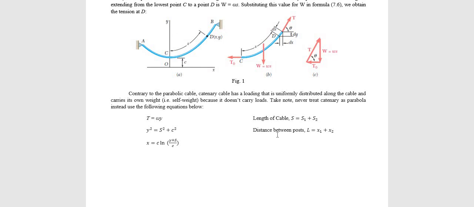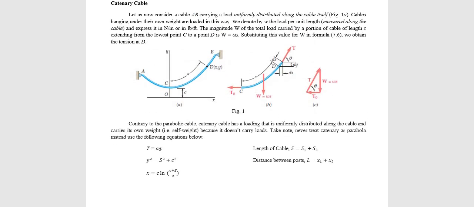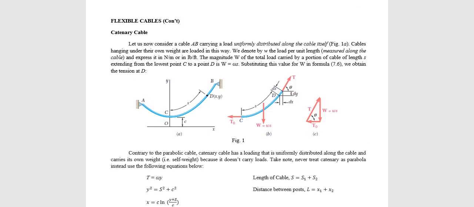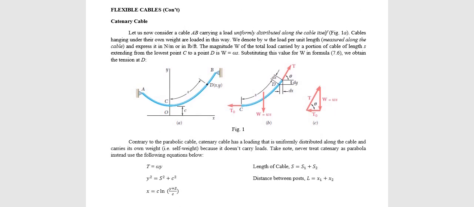Okay? So next, distance between two posts, meaning to say point A to point B, that is x1 plus x2. x1 is from point A to point C. Tapos x2 is from point C to point B. Okay? So that is all for the concept behind catenary cable. So next video, I will be giving you some examples on how to attack problems concerning catenary cable.